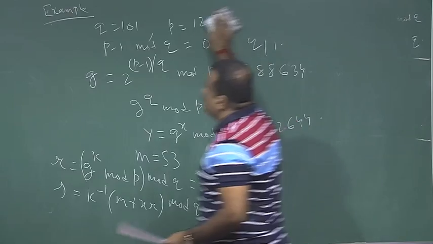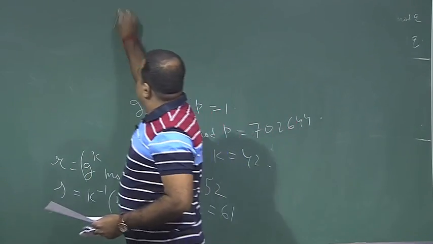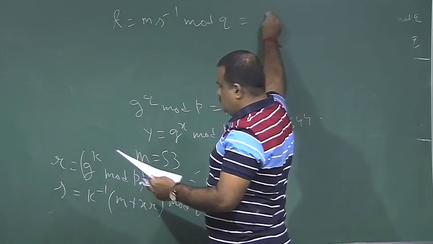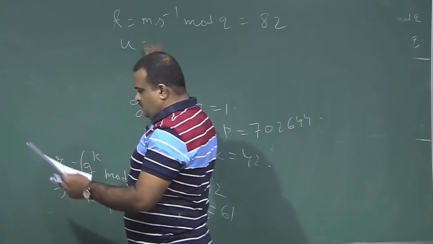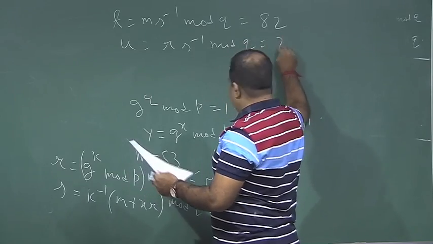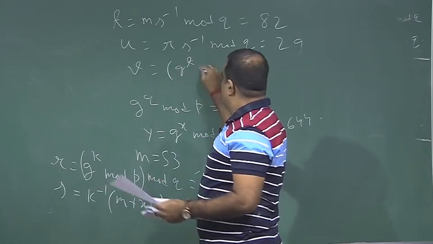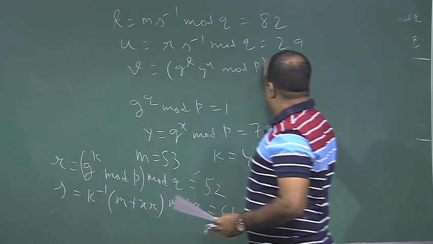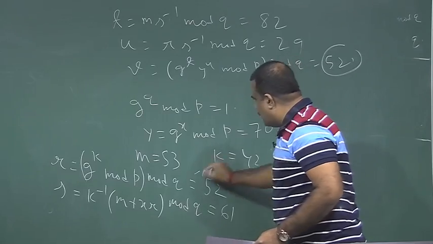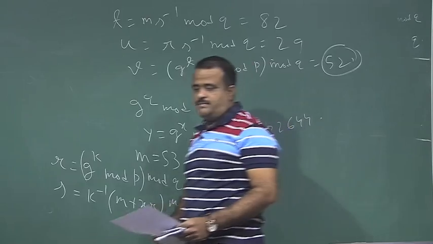So, upon receiving 52 and 61, the verifier will be verifying this by calculating t equal to m s inverse mod q, which is basically 82, and u equal to r s inverse mod q, which is basically 29. Then compute v: g to the power t, y to the power u mod p, mod q. So, this is 52, which is the same as this r. So, the verification is done. Okay. So, the verification is done.